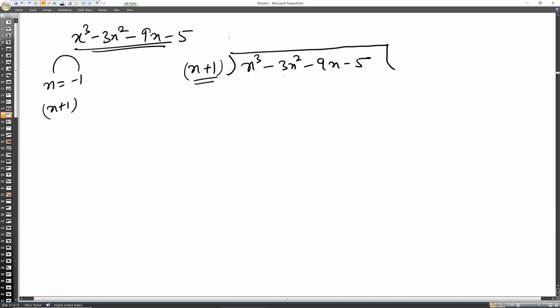If you are not getting 0, it means that you have committed some mistake. And how are you going to divide it? This is the rule. You read the first term, this is x, and you cut this first term. By what number should you multiply this x to get exactly x cube, with the same sign, positive? So this will be x square.